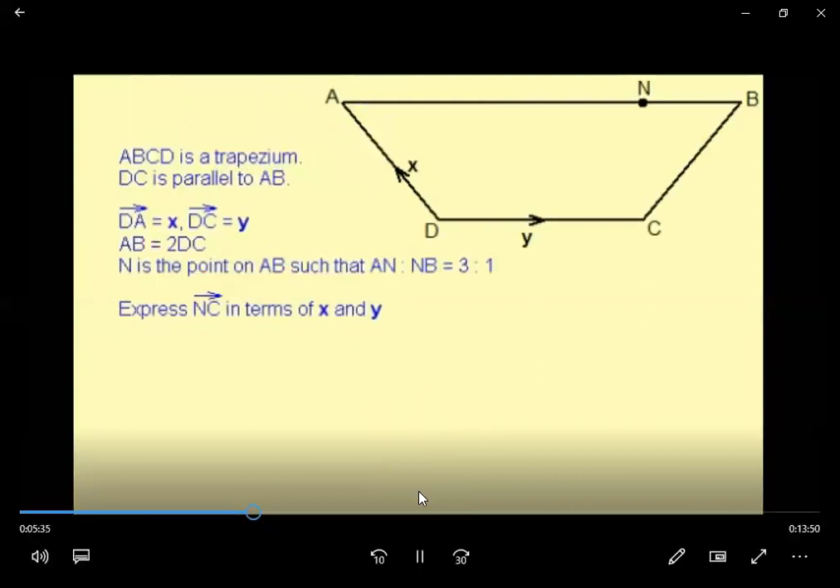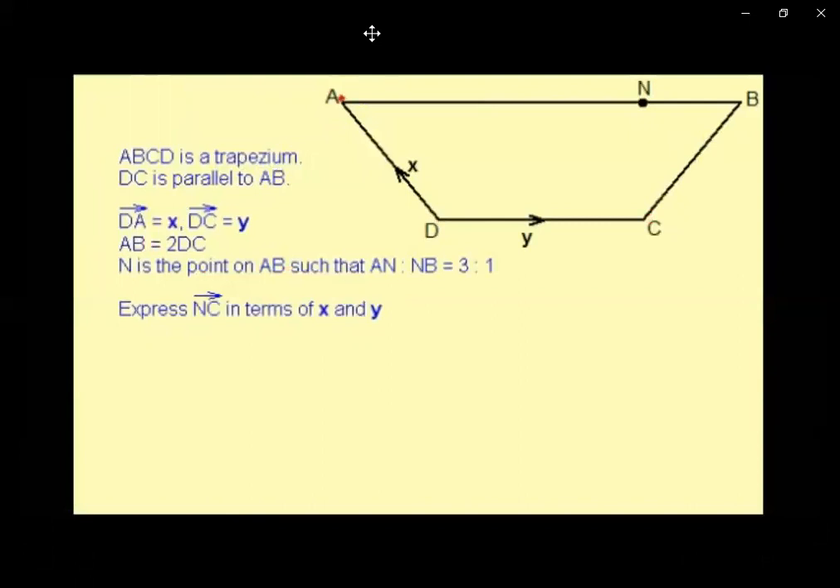In this more difficult exam question, I'm given a diagram which I'm told is a trapezium. I'm also told that DC here is parallel to AB here. This, I'm told, is vector x, and this is vector y. And I'm also told that AB at the top is 2DC. So I know that AB is 2 of vector y. I'm also told that N here is the point on this line which is split into the ratio 3, 1. I need to express vector NC in terms of vector x and vector y.